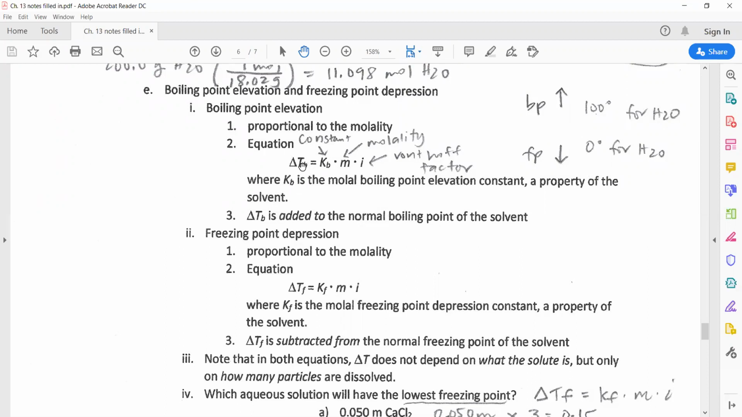The change in boiling point, delta T_b, is equal to a boiling point constant times molality, so little m, molality, times the van't Hoff factor, which is that i value. Delta T_f, the change in freezing point, is equal to a freezing point constant times molality again, times little i for van't Hoff factor.